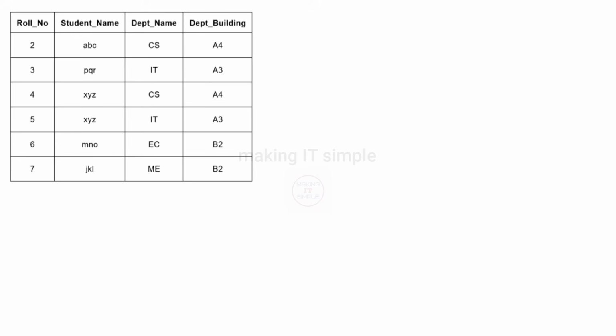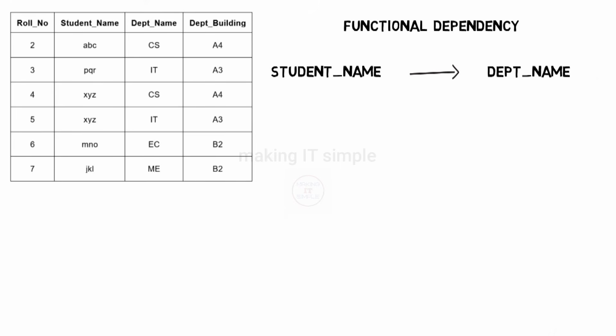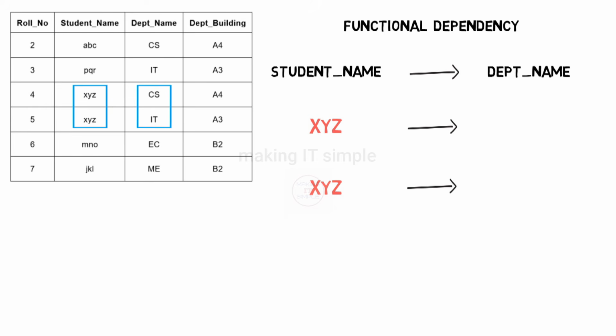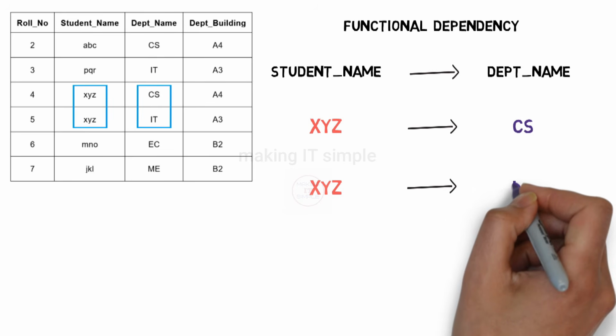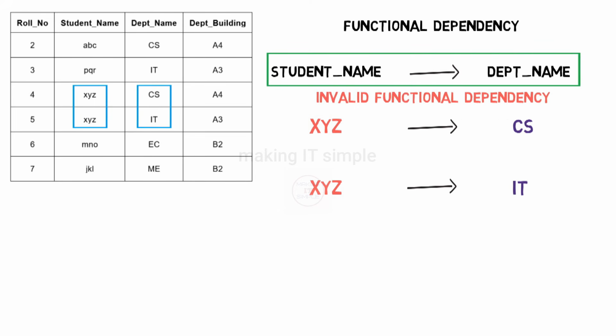Now let us consider the fourth and the last case. Here, let us consider the functional dependency: student name determines department name. In the student name attribute, we have redundancy. Two students have the same name. So if I ask you, tell me the department name of student XYZ, you will find two different answers for it. One will be CS department and another will be IT department. We cannot uniquely identify the department name just by using student name. Therefore, this functional dependency is an invalid one.